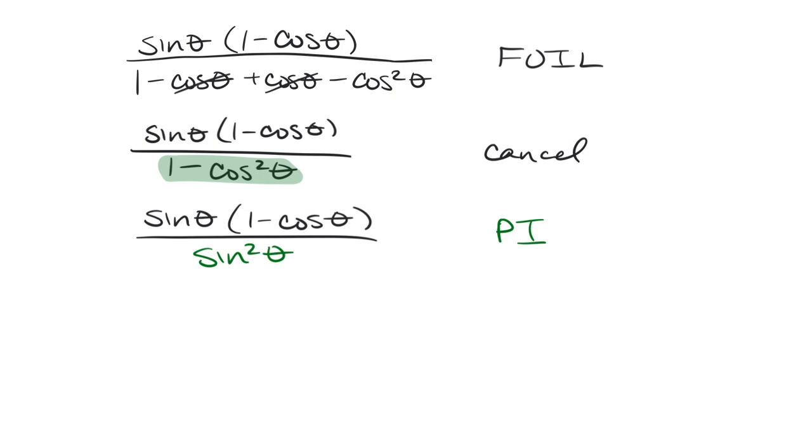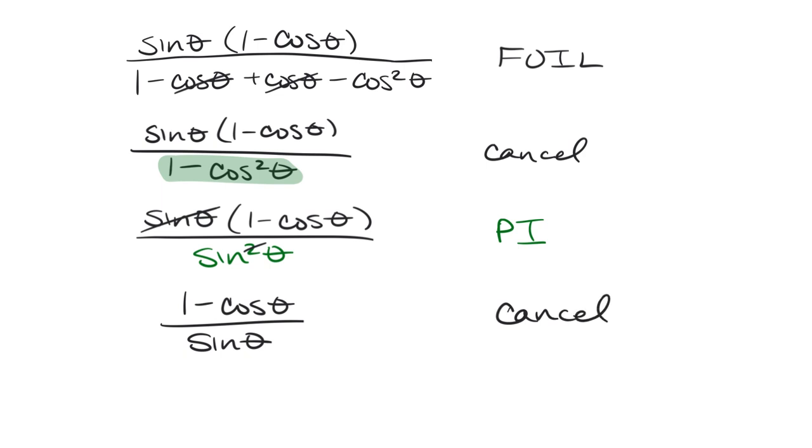Now what cancels? The sines. One of the sines in the denominator and the sine in the numerator will cancel out. So then I have 1 minus cosine of theta over sine of theta. This was a cancel step. And it should be 1.